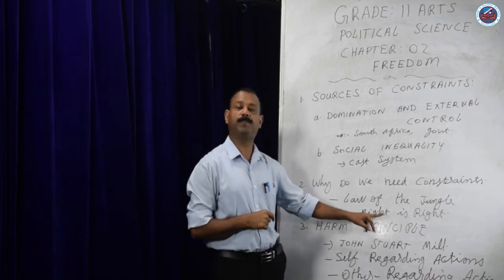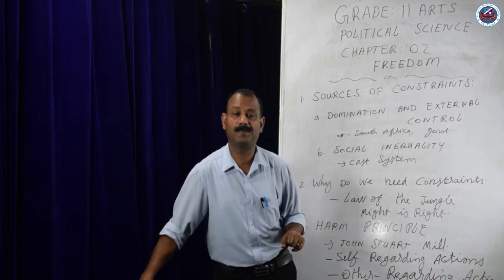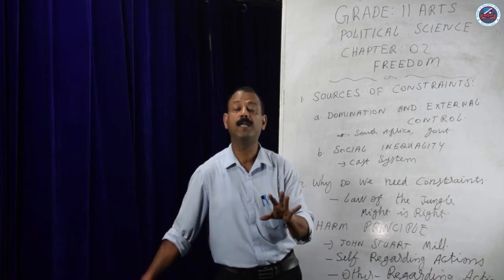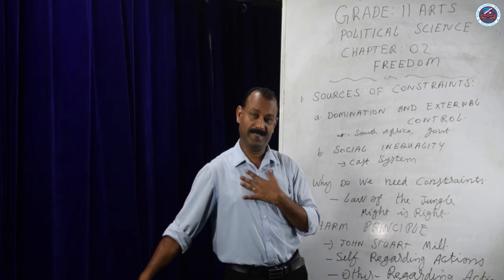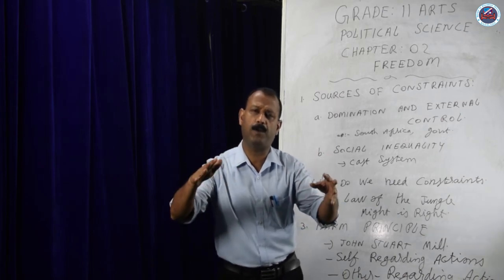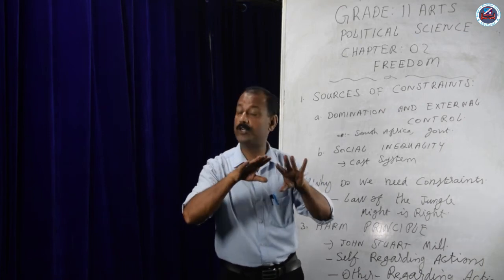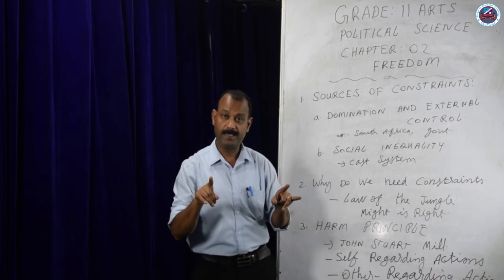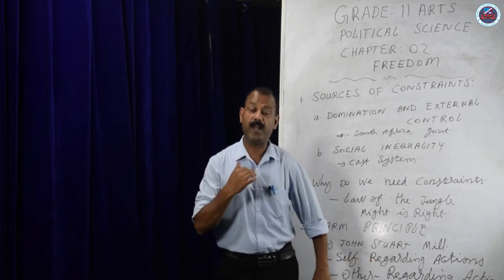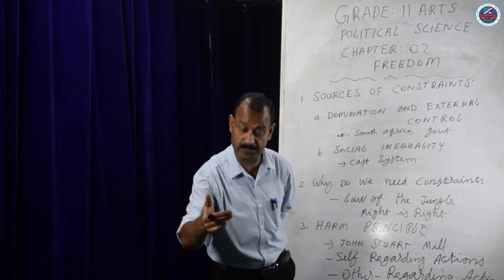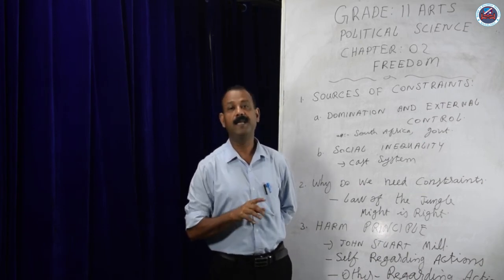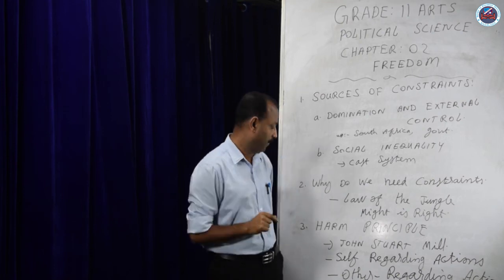Now what is the harm principle? According to harm principle, Mill says that there should not be any restrictions on self-regarding actions. Let the people do whatever they want. If that action is affecting that individual only, there should not be any restrictions. But there should be reasonable restrictions on other regarding actions. If an individual's action is going to affect others, then there should be some reasonable restrictions on that action. This is called the Harm principle given by John Stuart Mill.